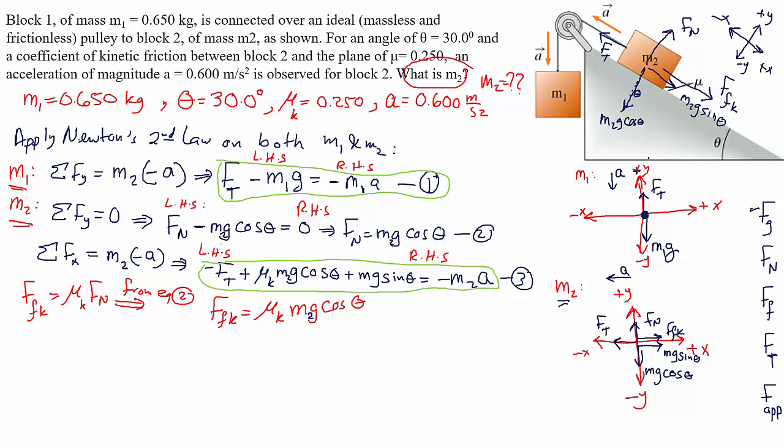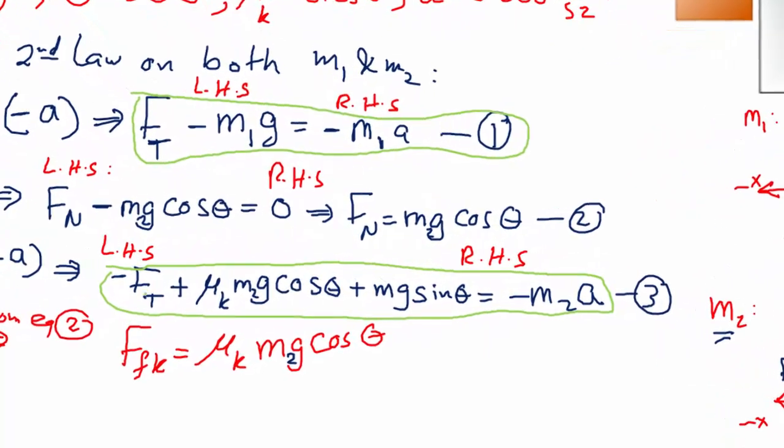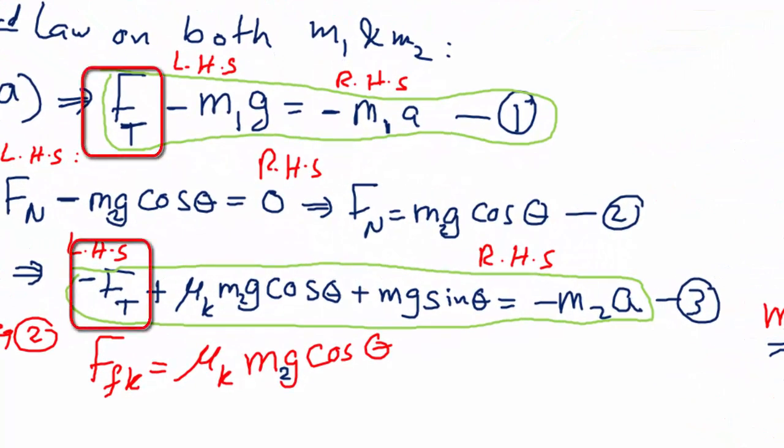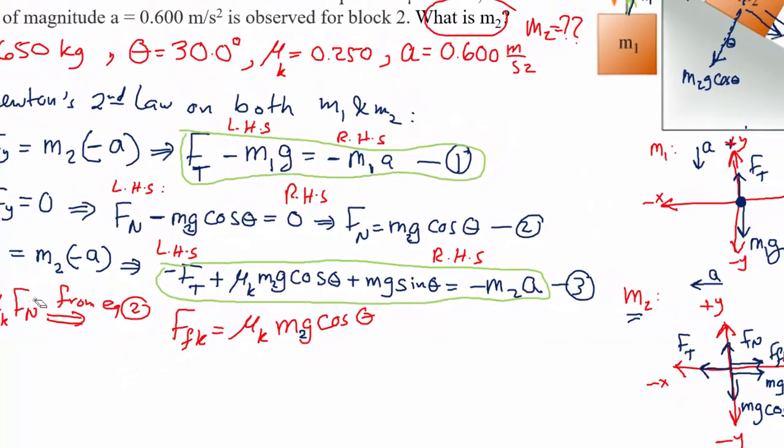Notice here that the tension is a common denominator, so we can add those two equations and cancel the tension. Of course, the tension here is the same as this tension here. Those tensions are equal because it's the same string. So if we add equation 1 to equation 3, and let me go ahead and remove this part here to make space.